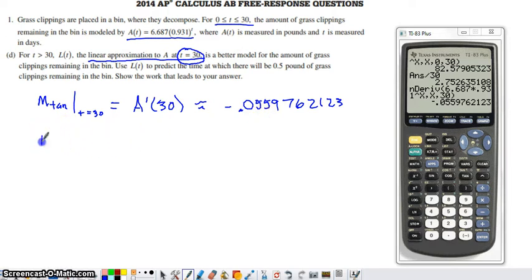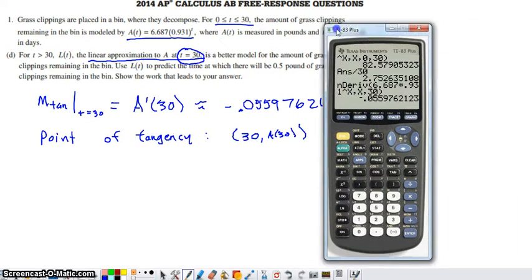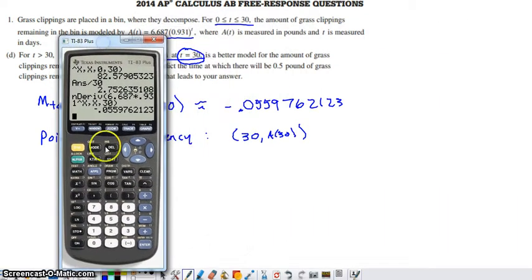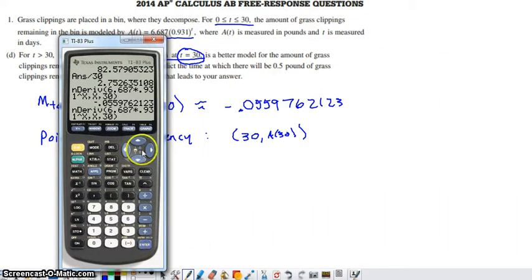What's the point of tangency? So the point of tangency has to have a t value of 30. And the y value is going to be whatever A of 30 is. So if you wanted to figure out what A of 30 is, you can do that with the calculator. I'm going to actually make this reappear. I'm going to take what I think is the quicker way. I already have the function typed in essentially here. I just want to evaluate it not at a general value x, I want to evaluate it at 30.